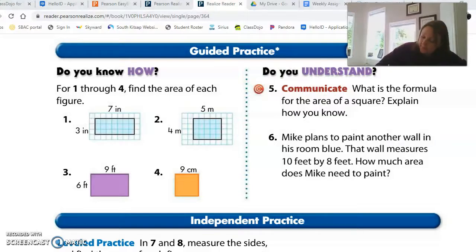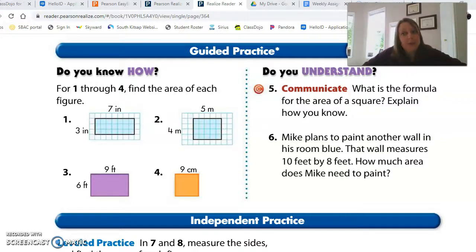I'm going to write down my formula. Area equals length times width. Area equals 5 times 4. Area equals, all right, 5, 10, 15, 20. 20 square meters. Now, if you need to, you could count the squares to check your work. However, in 3 and 4, there are no squares left, so you have to know your math facts.